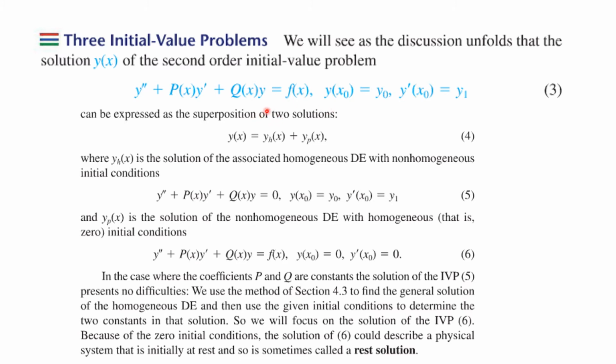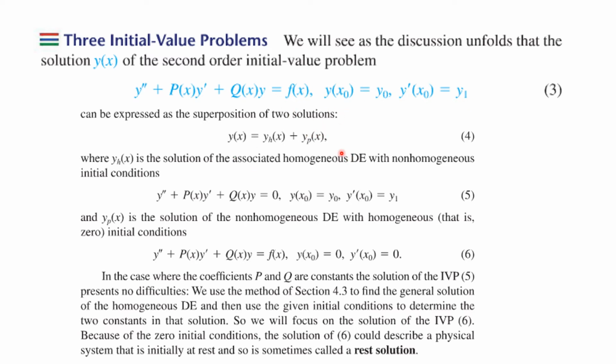So this is a non-homogeneous differential equation with variable coefficients, and it's an initial value problem. So we have y at x0 is equal to y0 and y prime at x0 equal to y1. Okay, so that's the big problem we're trying to solve.